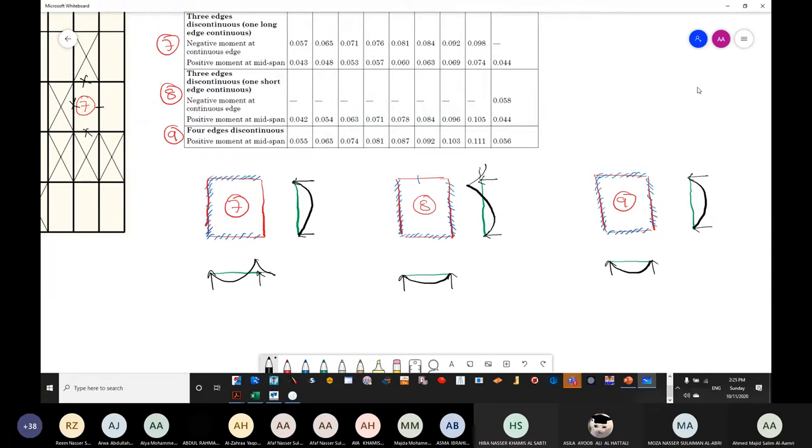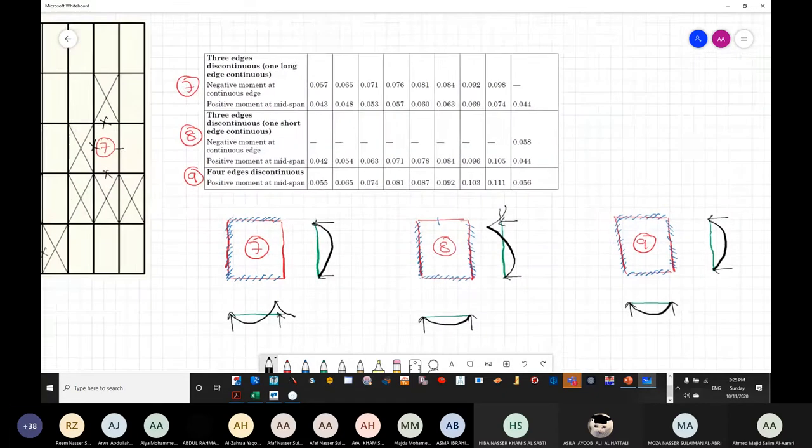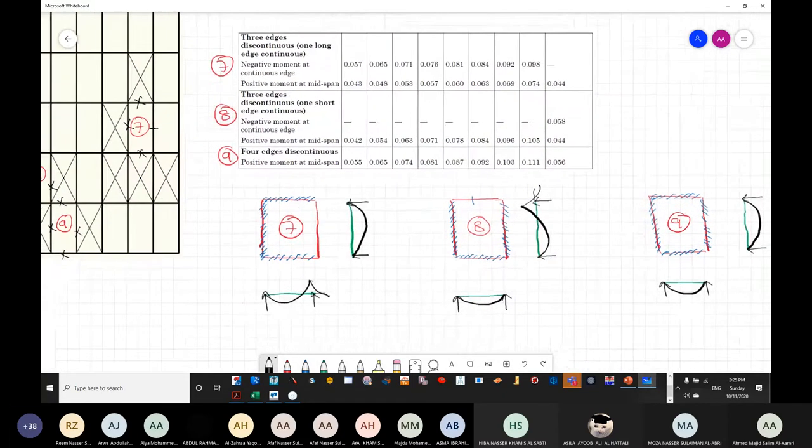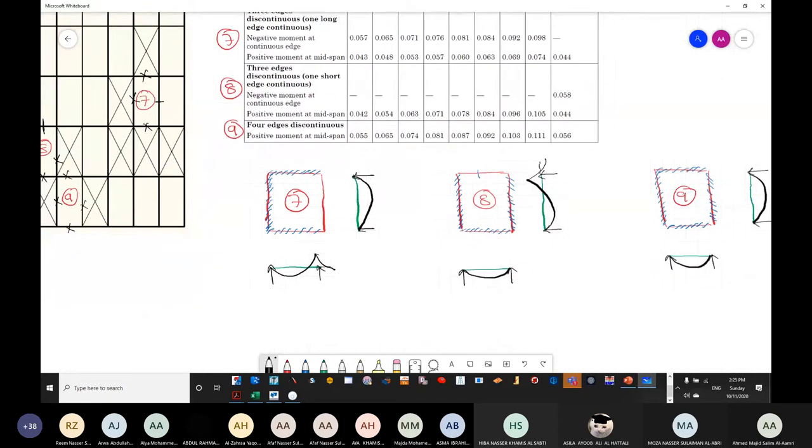Okay. Good. Is it clear now? Which part though? Which part? First one, which is first one? Case number one, number two, number three, number four, number seven. What about it? What about case number seven?